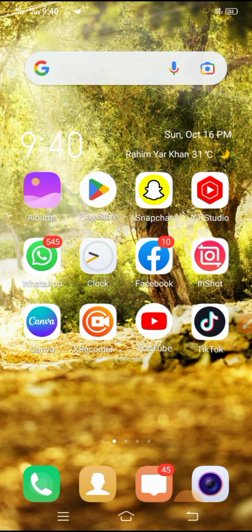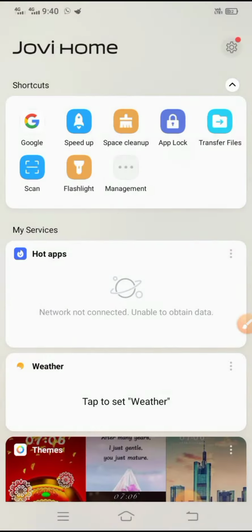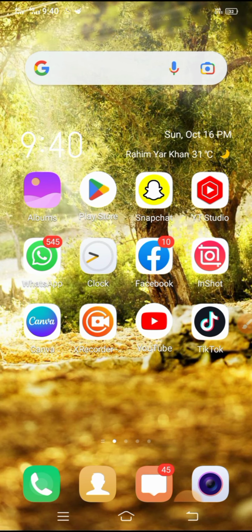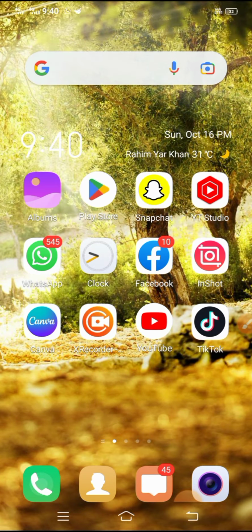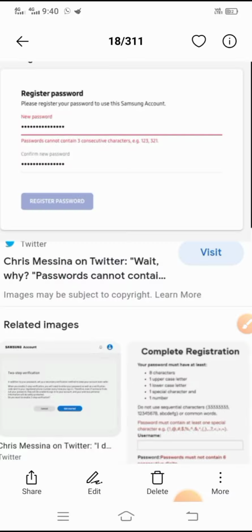So friends, in this video I am going to tell you about the password problem on the Samsung app. When you type the password, you will face the problem: your password cannot include three consecutive letters. How to solve this problem? I am going to tell you in this video. You will face this problem here.